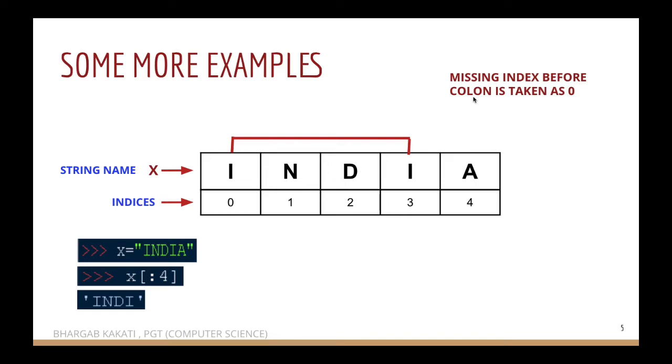Missing index before colon is taken as 0. So, you should remember that if I do not give the lower limit index, but just the upper limit index, that means I want to slice the string starting from the first index, that is the 0th index, if I talk about the forward indexing concept.